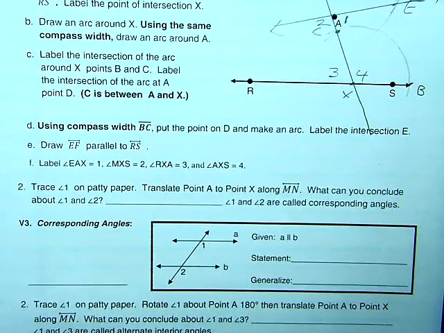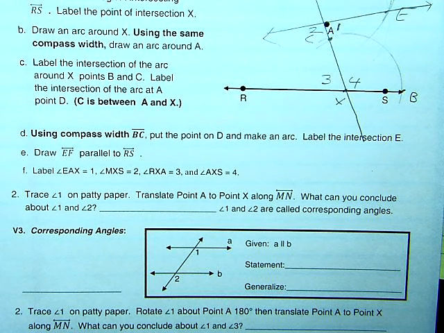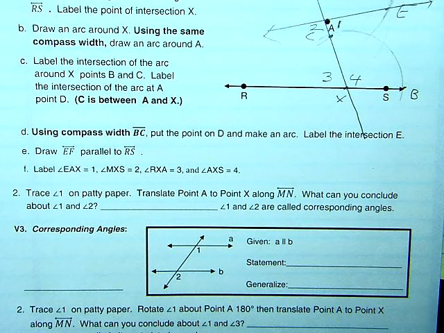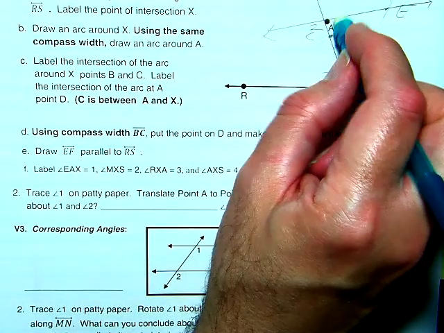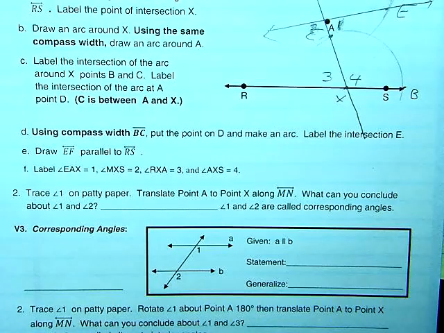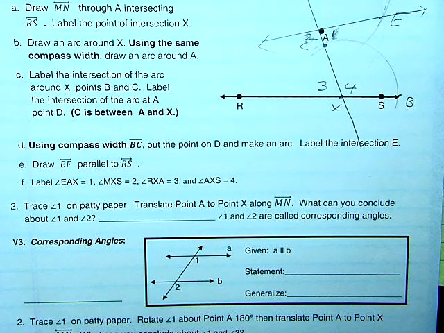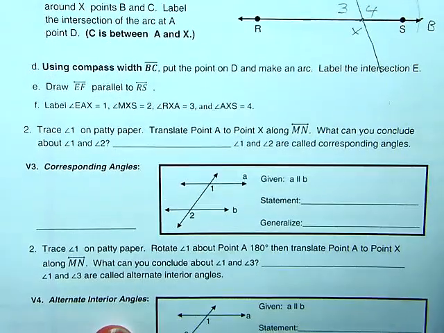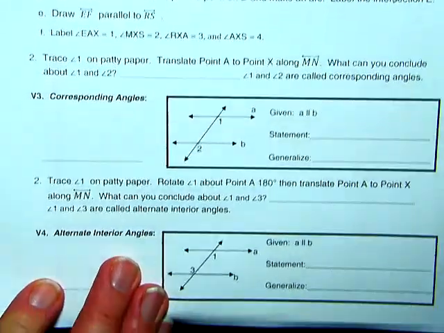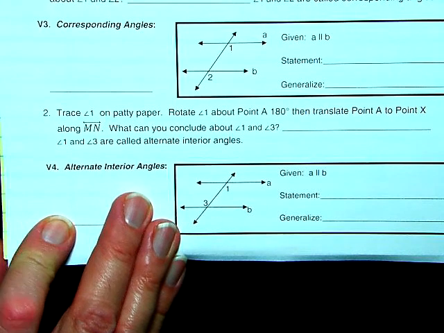Okay. So it says to trace angle 1 on patty paper and then to translate point A to point X along the line and then conclude something about angle 1 and angle 2. So we're going to skip that exercise because the drawing here just isn't really to scale. But you can complete that exercise if you wish on your paper.